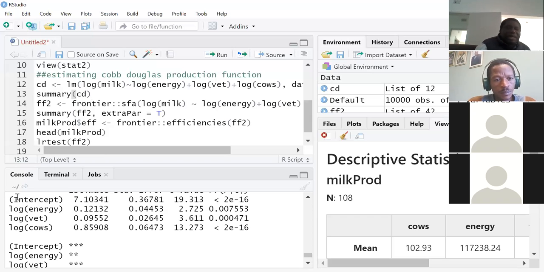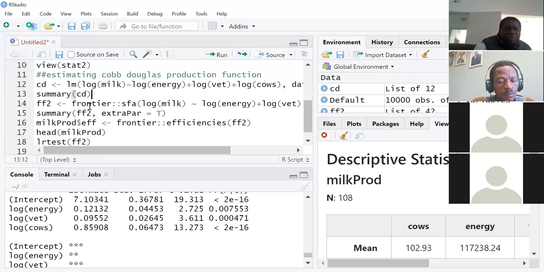Now, if our interest is to estimate the technical efficiency for every individual milk producer, then we have to estimate what is called the frontier production function. I have a note on this unit of efficiency. Maybe we should quickly go through the notes. Oh no, let us estimate this. If you understand this, then the note will be simple for you to understand.